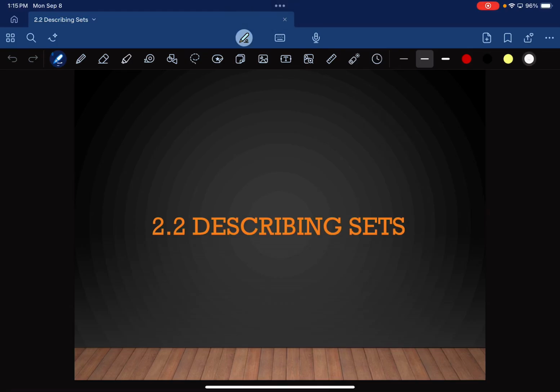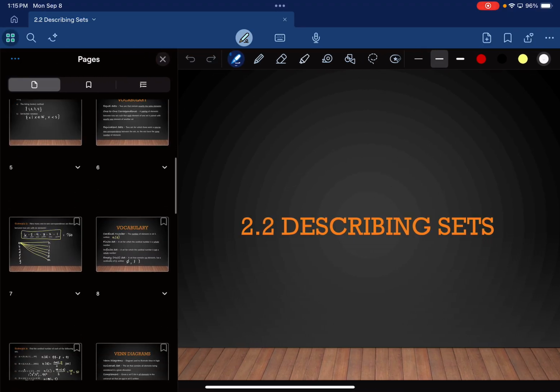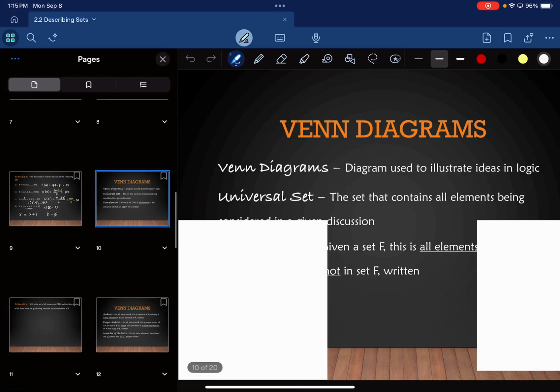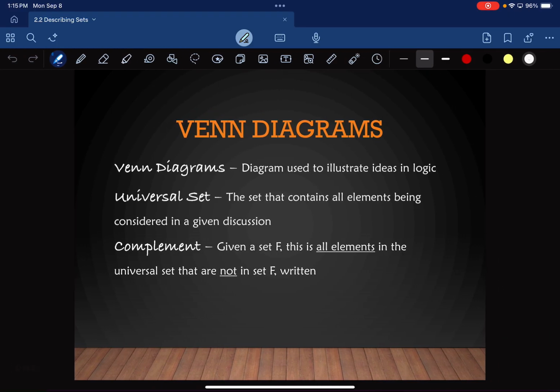All right, so we're jumping back in the middle of section 2.2. We're looking at describing sets, and we are going to be taking a look at a visual representation on how we can do that called Venn diagrams. You very likely have seen Venn diagrams used before.